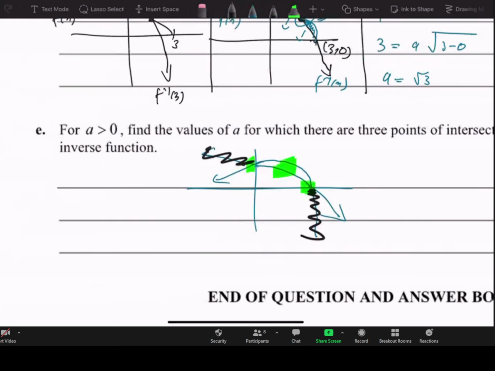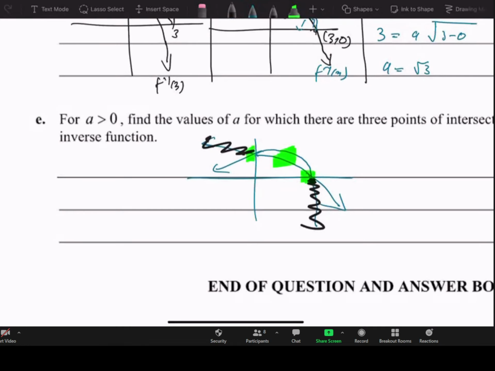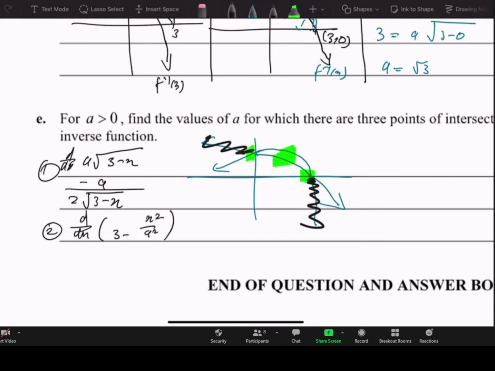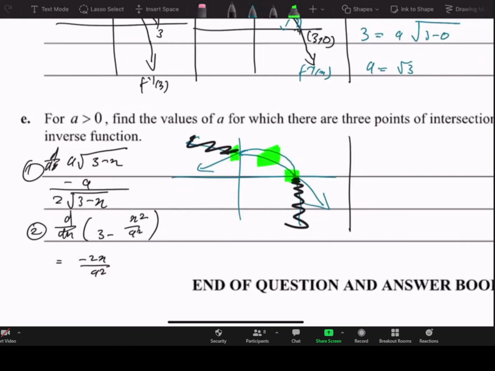So to stop that, we find what a value it is when that happens. To do that, you do f dash of f(x). So d/dx of a square root of 3 minus x is negative a over 2 root 3 minus x. Then you have d/dx of your inverse function, that's (3 minus x squared) on a squared, so that's just negative 2x on a squared. So you would equate those two things in your CAS.